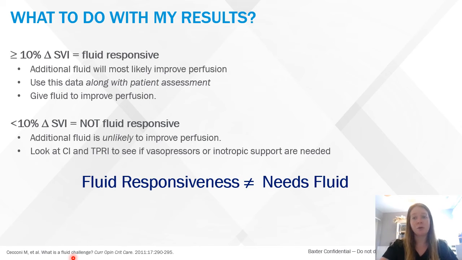So you can have someone who is intravascularly dry who may need fluids but not be fluid responsive, meaning their heart can't tolerate those fluids. At that point, when you have someone who is not volume responsive, you want to look at cardiac index and TPR to see if vasopressors or inotropes will be effective with your patient. Maybe you can actually change the way that heart is functioning so the patient can tolerate IV fluids.